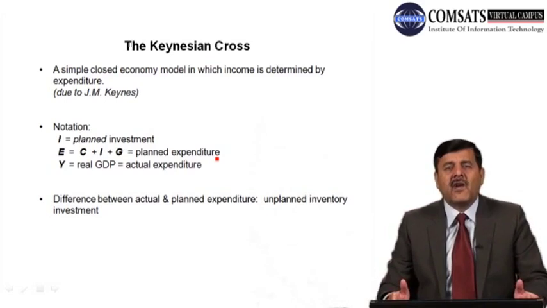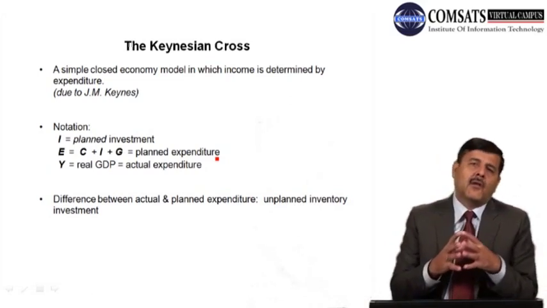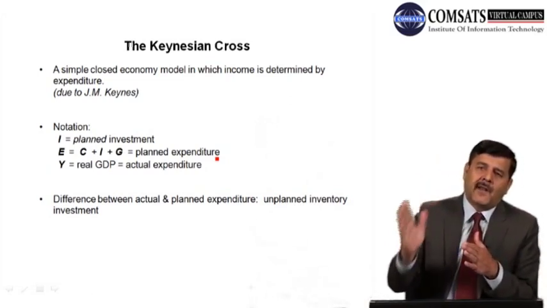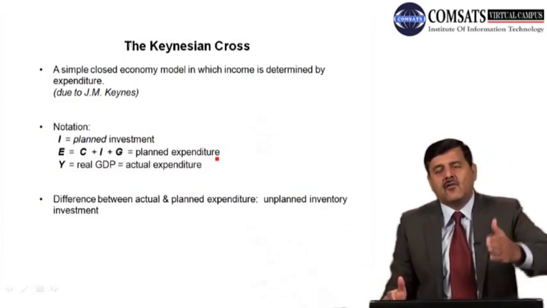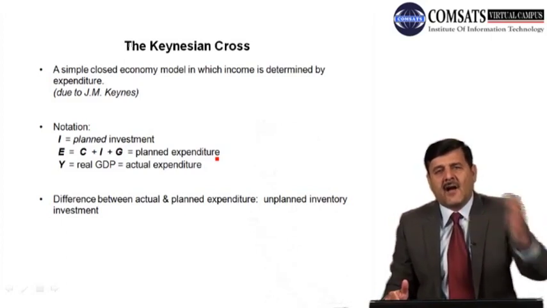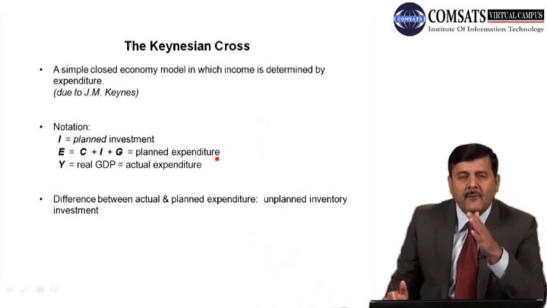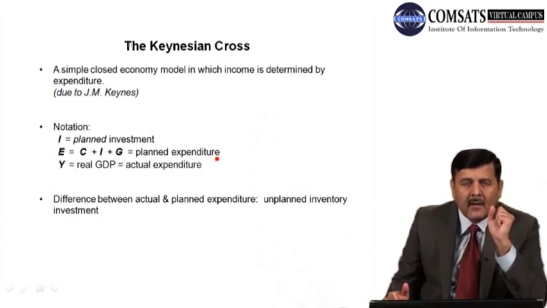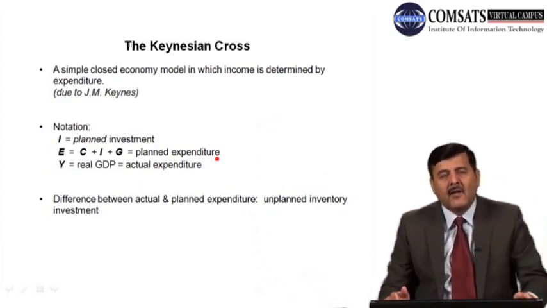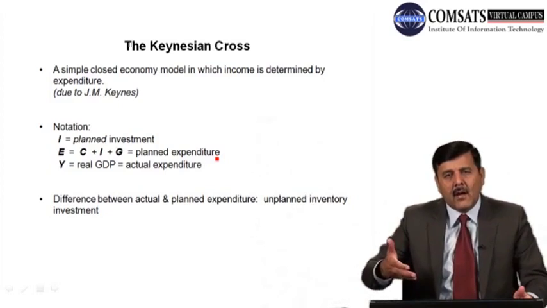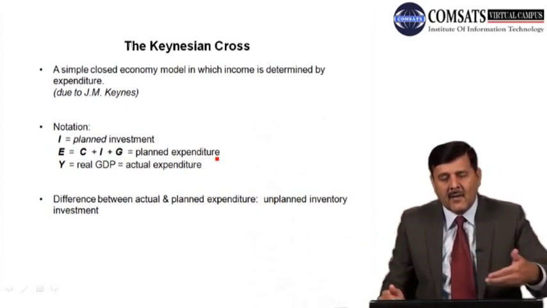Now, the difference between actual and planned expenditure is the unplanned inventory investment, right? So the difference between the two: one is our planned expenditure, where we plan that we will spend on these things, invest here, and the government plans its expenditures. But at the same time, besides planned expenditure, there is actual expenditure. The difference between actual and planned expenditure is basically the unplanned inventory investment. Sometimes this unplanned inventory investment goes up, sometimes it goes down, and it accordingly affects the economy, and the level of output in the economy.